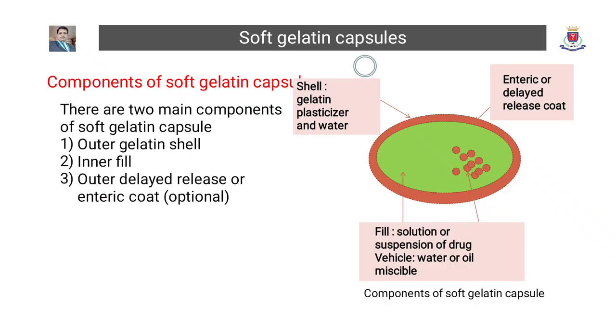Vehicle is water or oil miscible. The second component is the gelatin shell. It is the outer shell. It consists of gelatin, plasticizer and water. And the outermost component is shown. It is the enteric or delayed release coat.